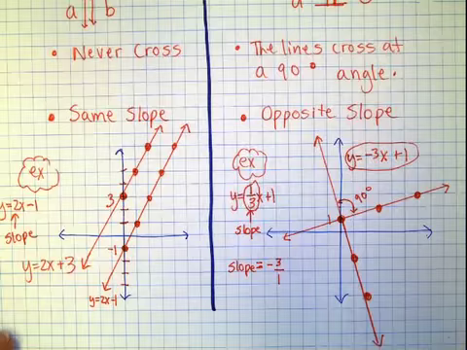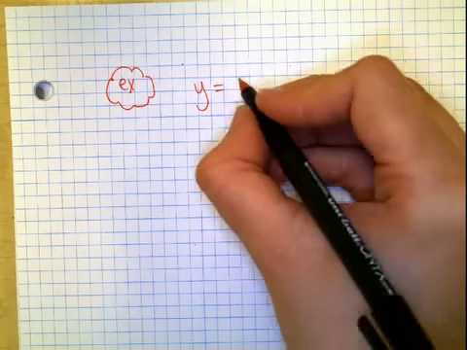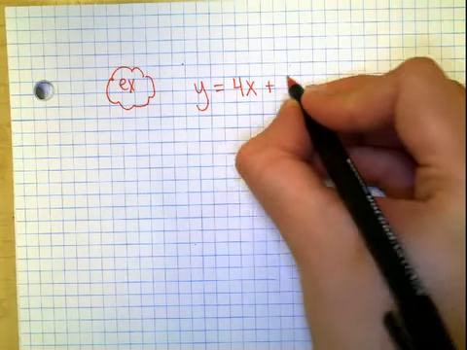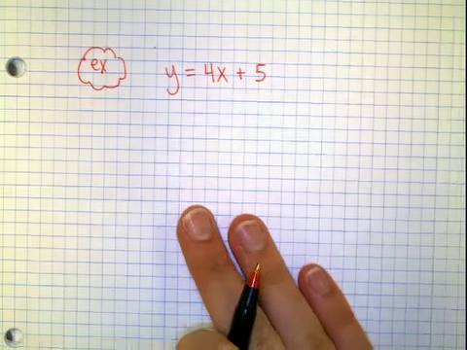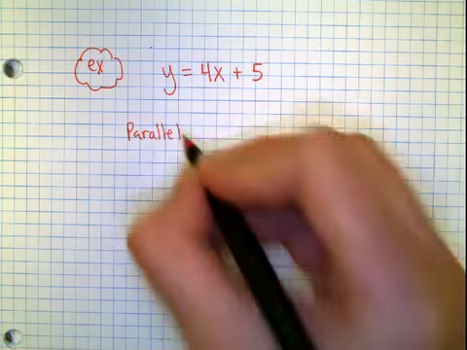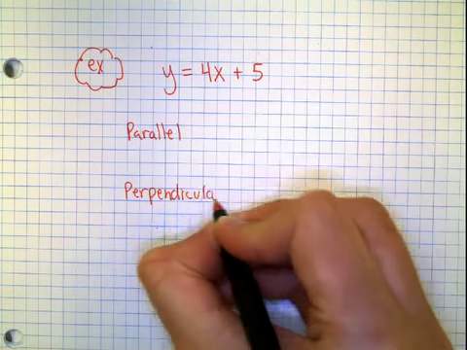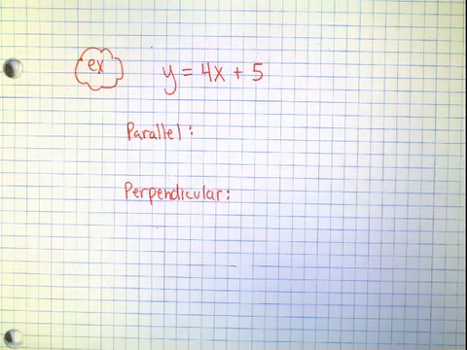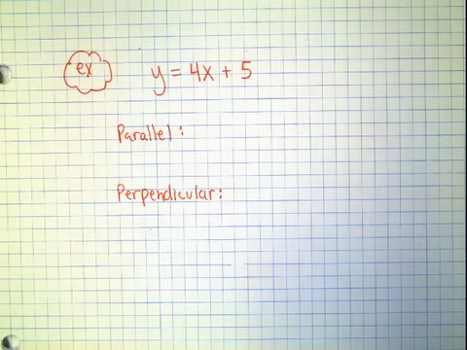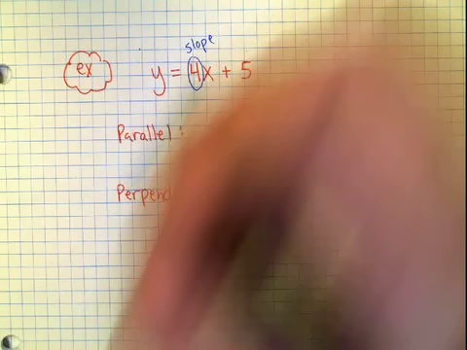Now you don't have to do graphing for all the parallel and perpendicular problems. Here's how you could do it without graphing. First example. Let's say I had the rule y equals 4x plus 5. And I said, can you write me an equation that is parallel? And can you write me one that is perpendicular? You should be able to do this. Parallel and perpendicular all have to do with the slope. So what is the slope in this problem? Well, we have a slope of 4.